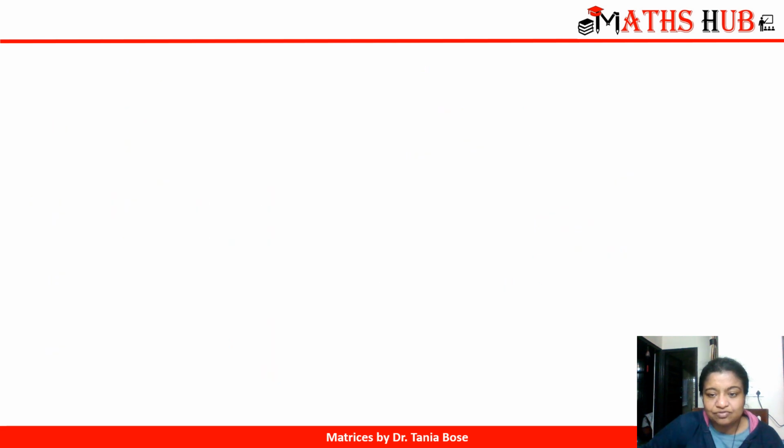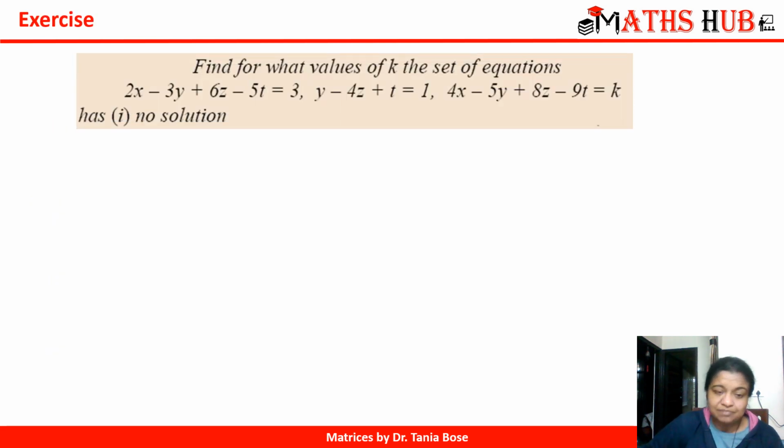So let's try to move to another problem and see how to do it. We have to find out for what values of K the set of equations has no solution, right? So this is where we have K. So let us see how to solve the system of equations, right?